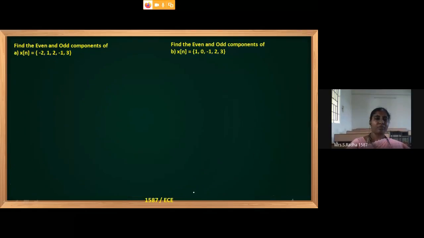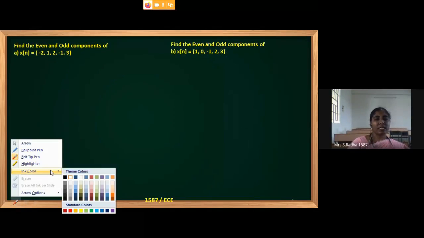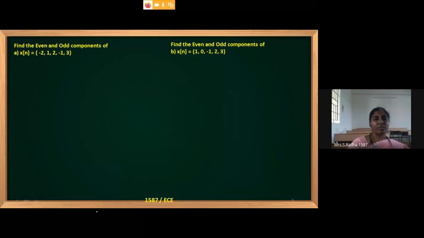Even and odd components we have to calculate in continuous time. Now I am going to discrete time: how to find the odd and even components.